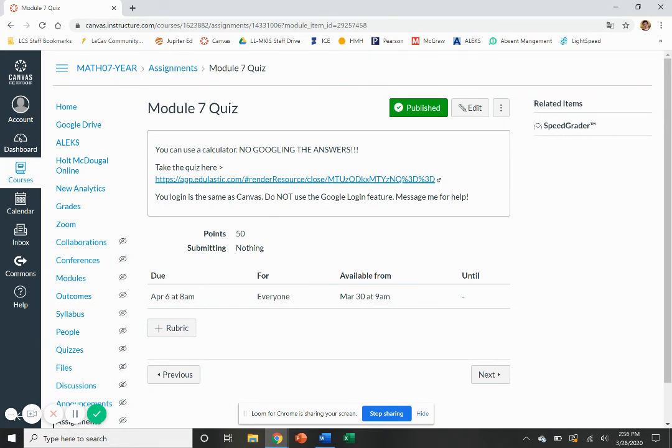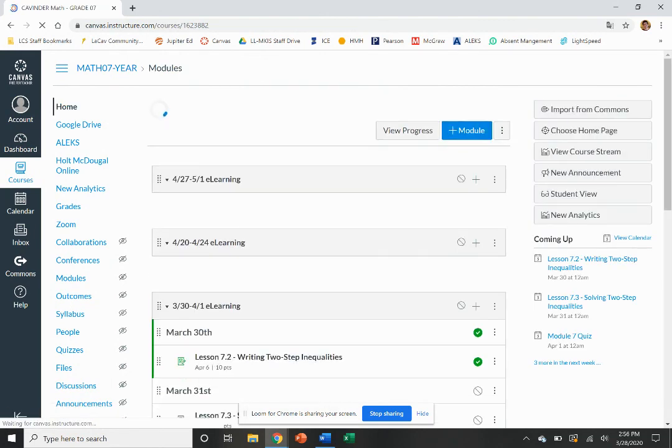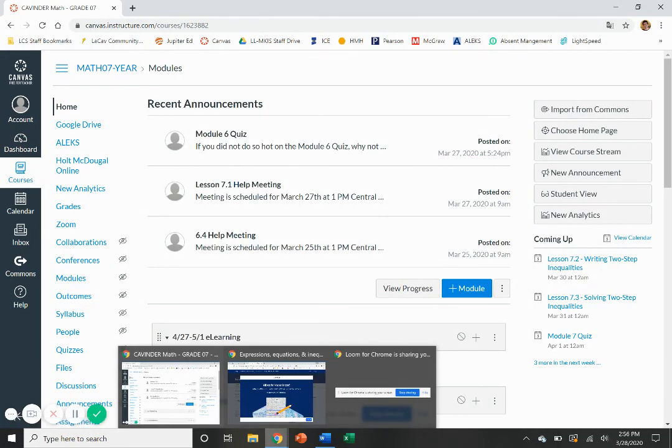Remember, you can always retake the module. You can always retake any quizzes for me. So you can do that and retake that quiz.